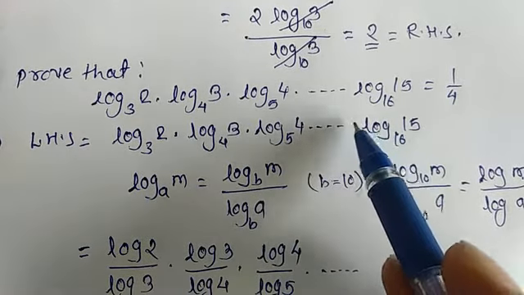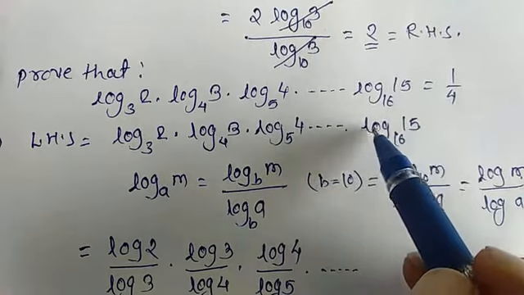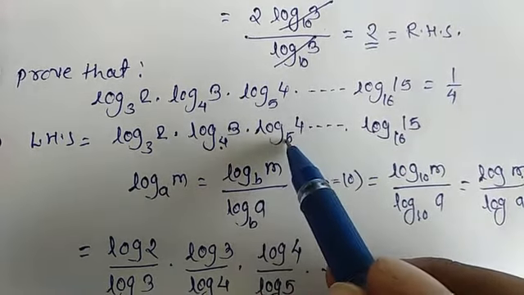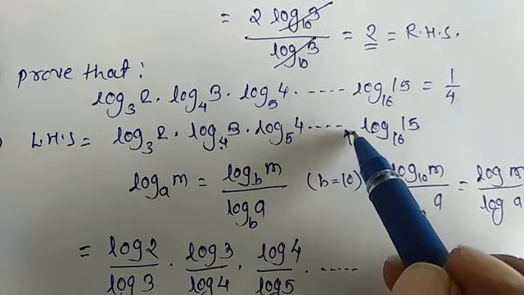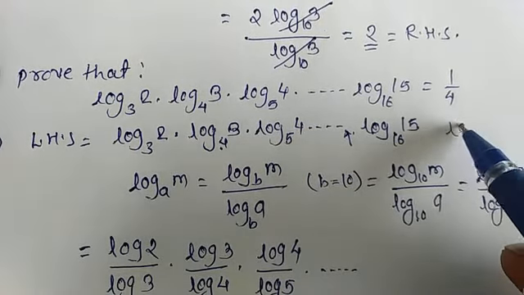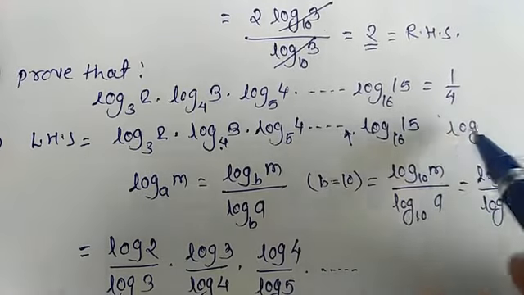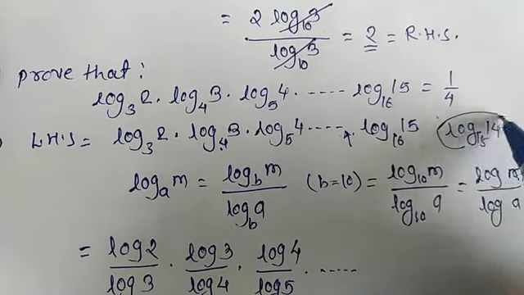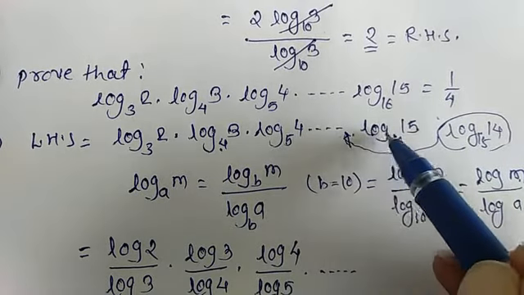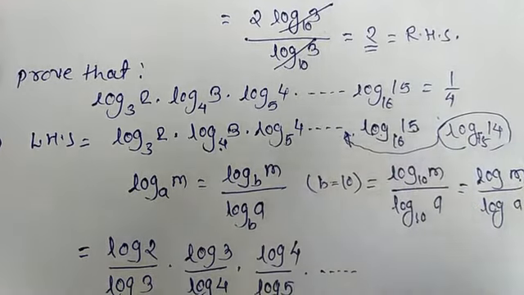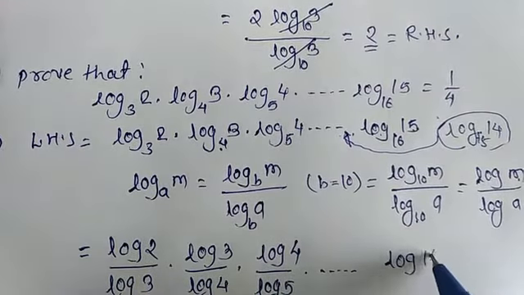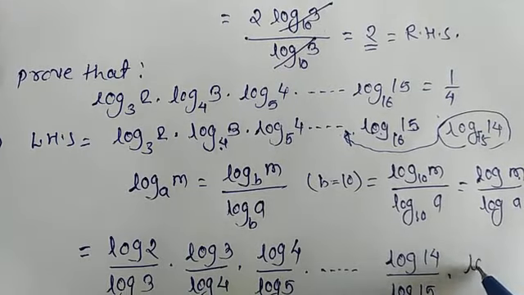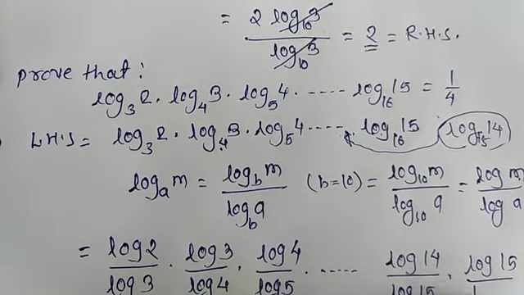Here, if you write the previous term of this, it will be log of 3 to the base 4, here it is log of 4 to the base 5. So this term will be log of 14 to the base 15. This term will be the previous of this, log of 15 to the base 16. So it can be written as log 14 upon log 15 multiplied by log 15 upon log 16.